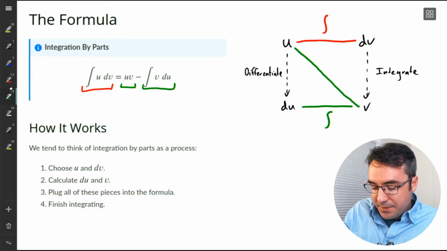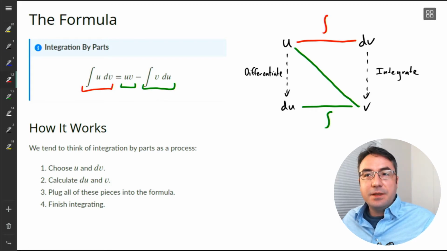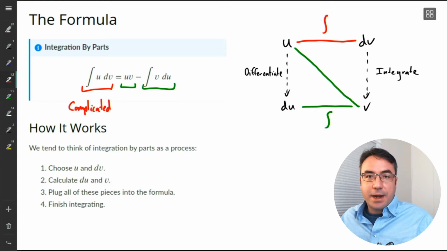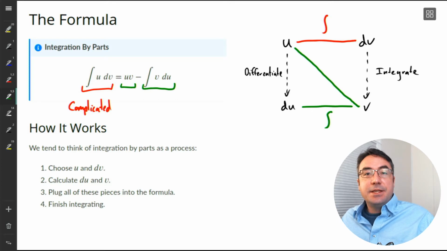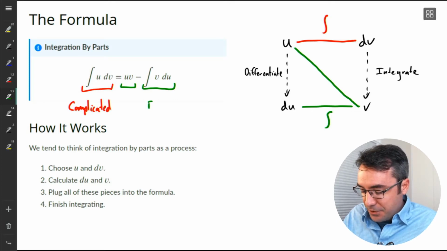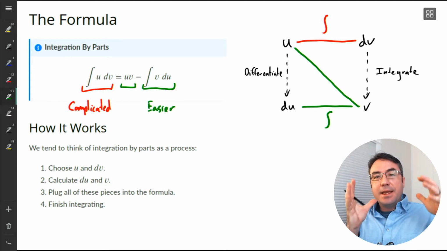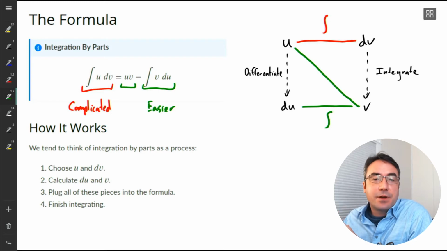And the reason why this technique works is how we pick u and dv. The integral on the left is usually the complicated integral that we're trying to do, and the integral on the right is usually easier. Well, it hopefully will be easier because we need to be able to do it. So effectively what we're doing is taking a complicated integral problem and producing a new integral problem that's hopefully easier for us to do.